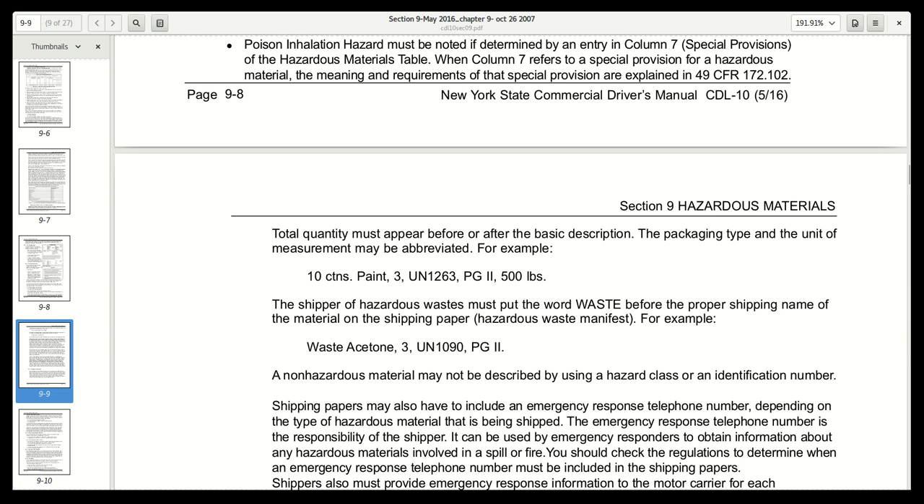The packaging type and the unit of measurement may be abbreviated. For example, 10 CTNS, containers, paint 3 UN 1263 PG2, packing group 2, 500 LBS, that's pounds. So they're showing here the things that may be abbreviated. The packaging type and the unit of measurement are abbreviated in here.